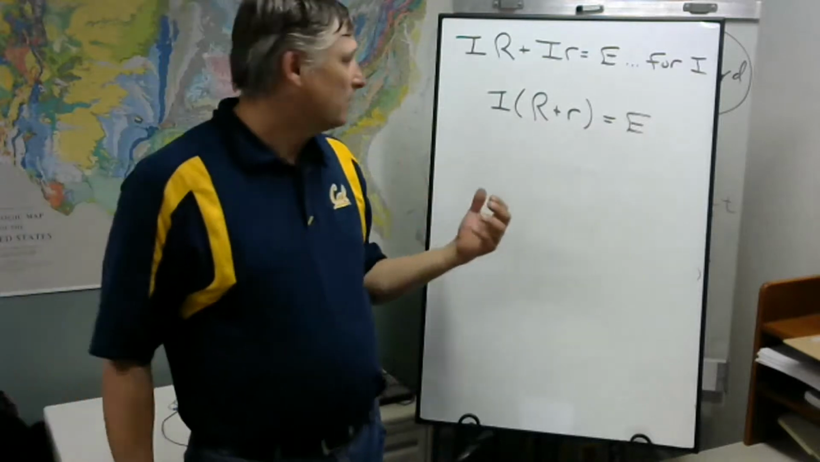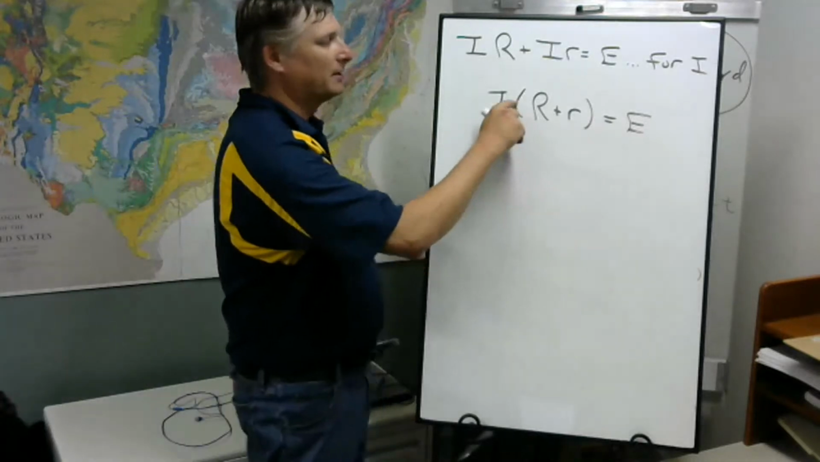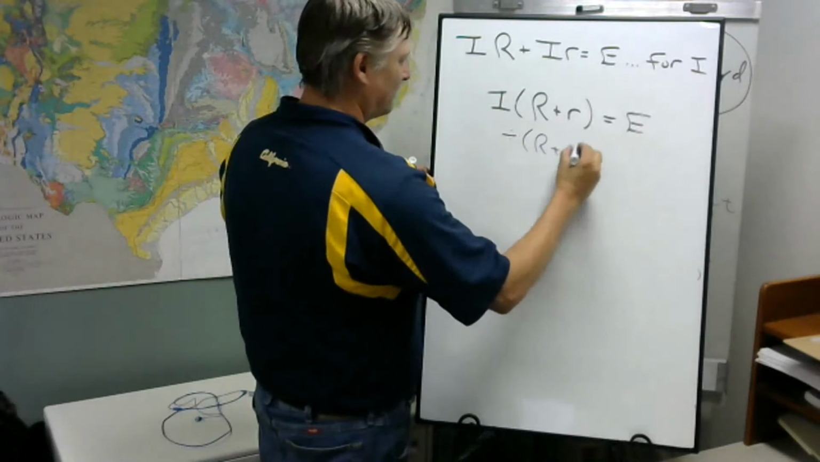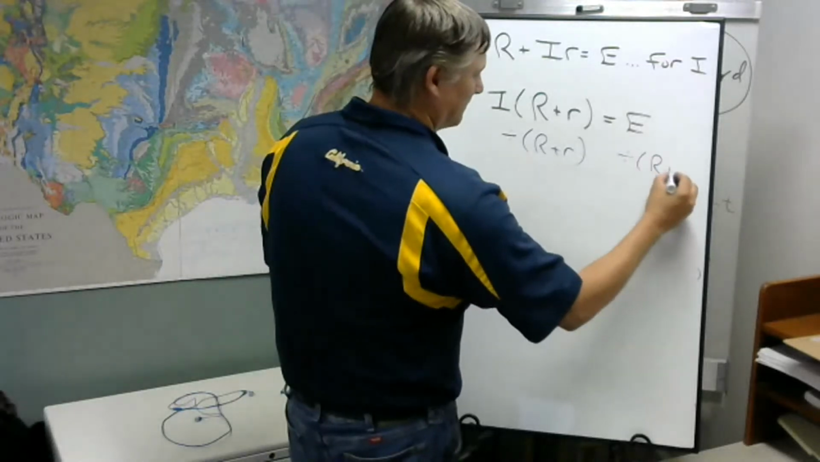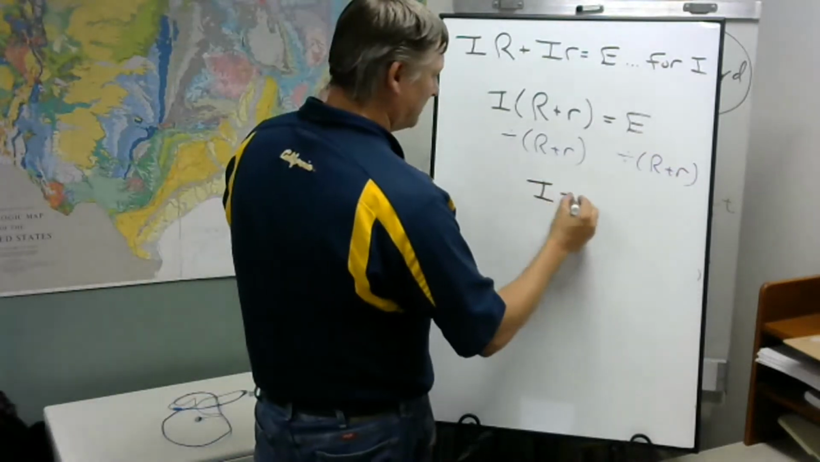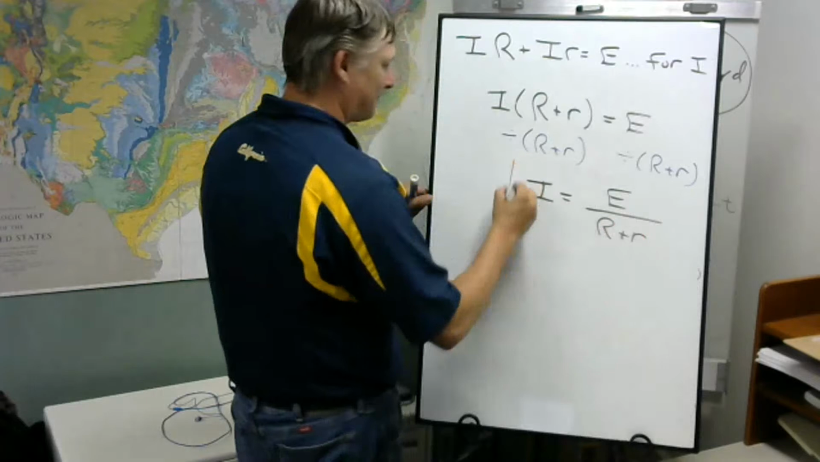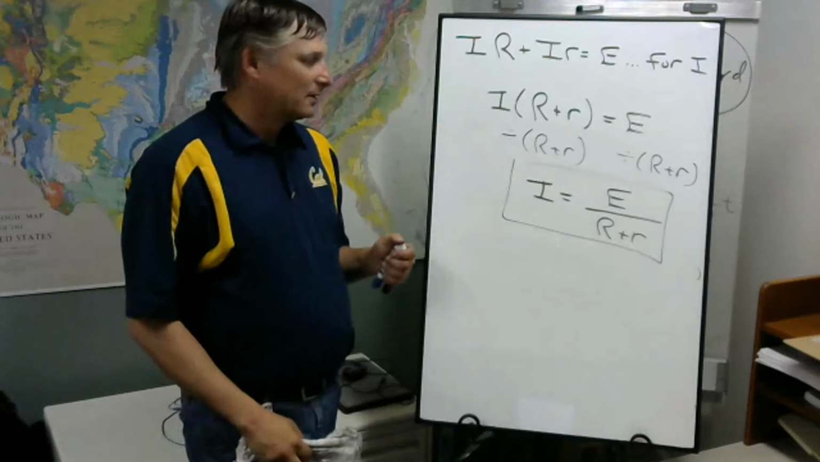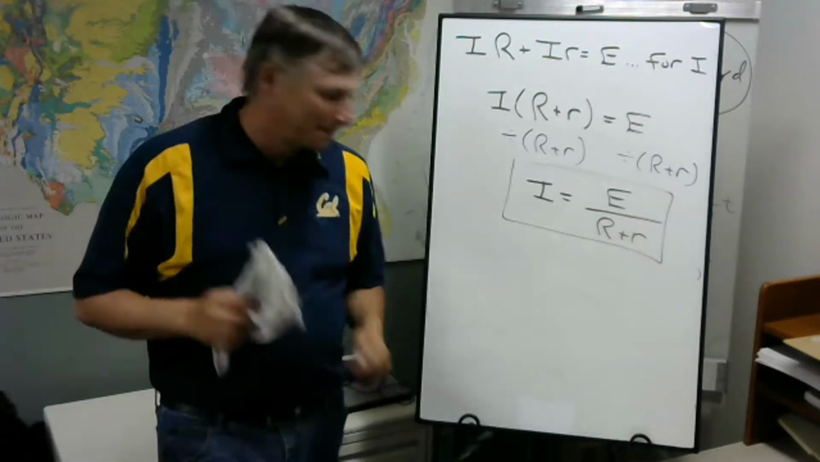Now we need to get I by itself. So we have to divide this entire piece, because this entire piece is multiplied to I. When we do the one side, we do the other. So we get I will be E over R plus r. Questions about that, let me know. But that's it. Let's do one more.